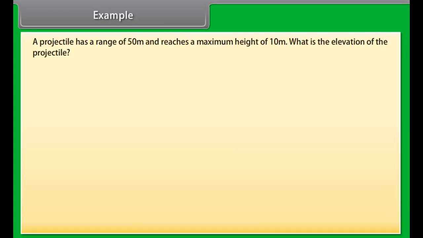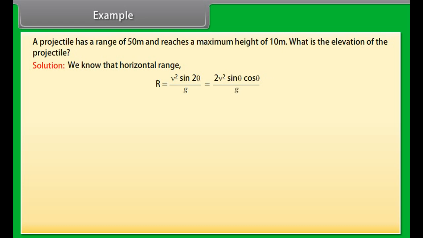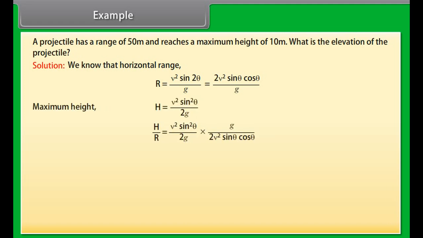Example. Let's take an example of projectile motion. A projectile has a range of 50 meter and reaches a maximum height of 10 meter. What is the elevation of the projectile? Let's see the solution. We know that horizontal range is equal to v² sin 2θ divided by g. We derive the relation between height and range, given by h upon R equal to 1 by 4 tan θ. On calculating this equation, we get the value of θ equal to 38.66 degree.